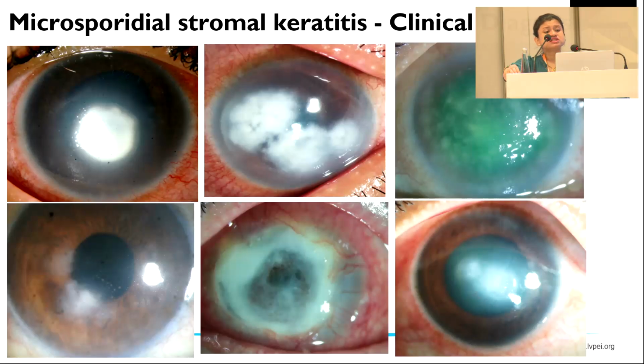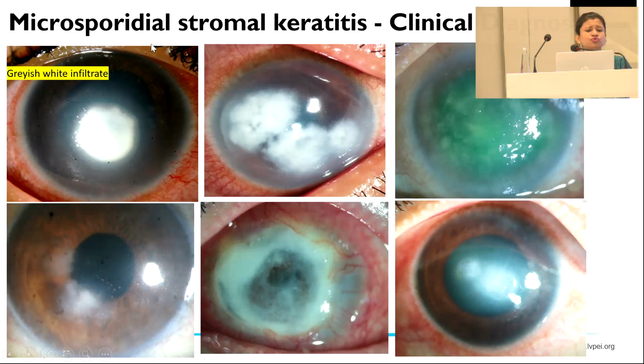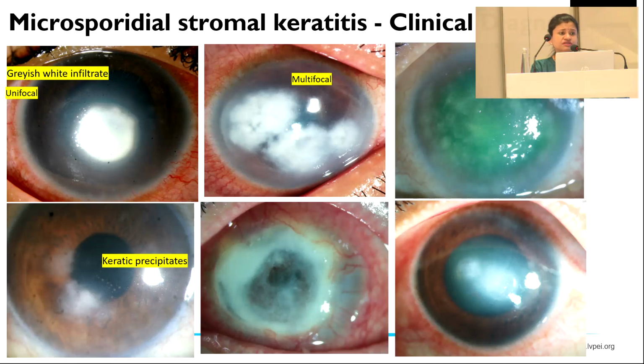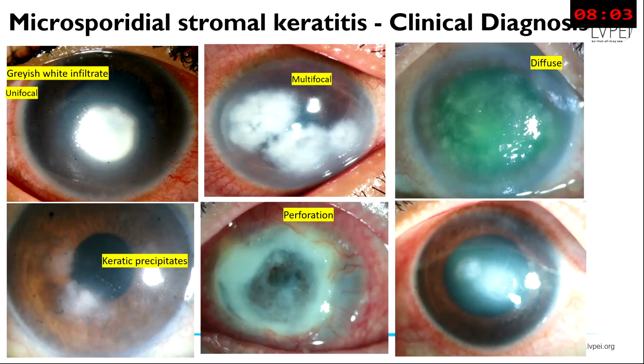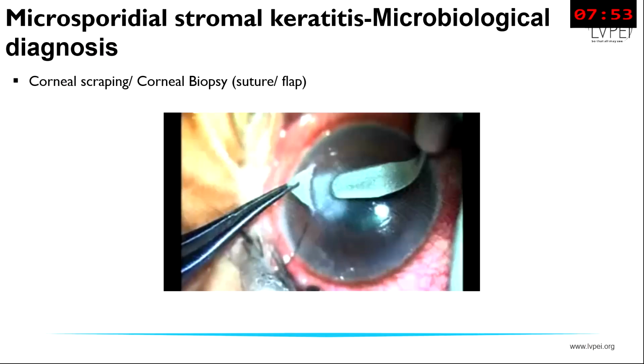It does not grow in our usual culture plate media, but requires specific cell culture lines. When you suspect MSK as a clinical diagnosis, as you can see, it can present as a grayish-white, fluffy infiltrate, which can be unifocal, multifocal, or diffuse. Sometimes they present as pigmented keratic precipitates, which you can see adjoining the area of keratitis, associated with perforation, rarely with vascularization, in contrast to HSV, and sometimes as a quiescent scarring with minimal edema.